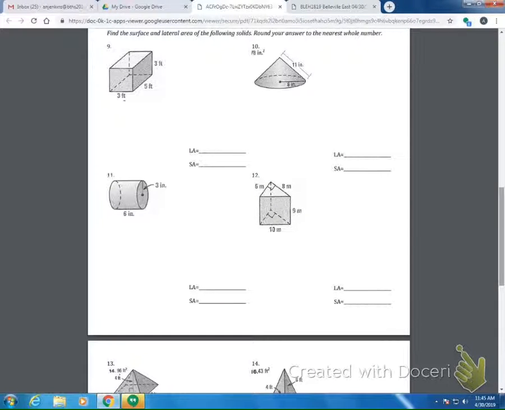Our first one here, what shape is this? Prism. It's a prism. So we need to use the formula 2B plus Ph. B is the area of my base, so we find the area of the base right here, length times width: 3 feet times 5 feet. That's going to be 15 feet squared.